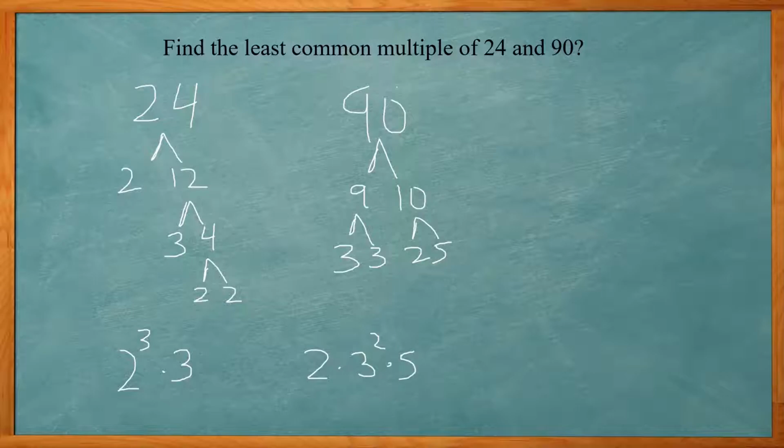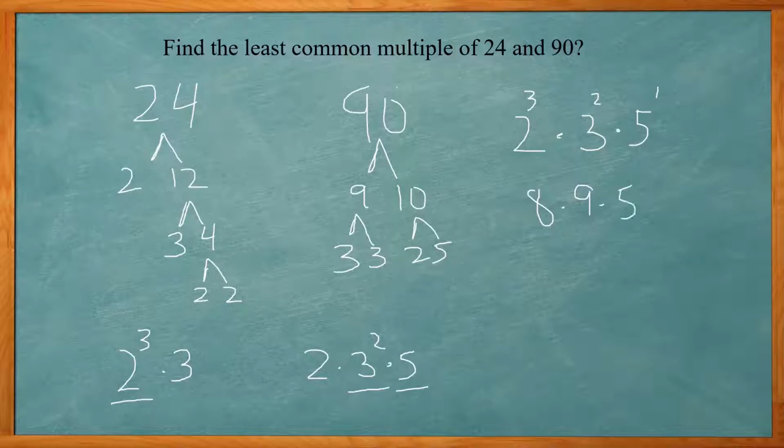So I'm going to take all the different factors. We have 2, 3, and 5. I take the highest exponent. Highest exponent for the 2 is 2 to the third. For 3, we got 3 to the second. And for 5, 5 to the first. I'm going to multiply those all together. So that's going to be 8 times 9 times 5, which gives you 360. So 360 is going to be the least common multiple of 24 and 90.